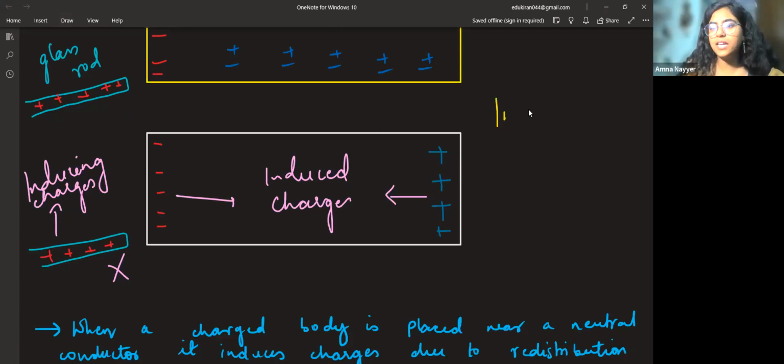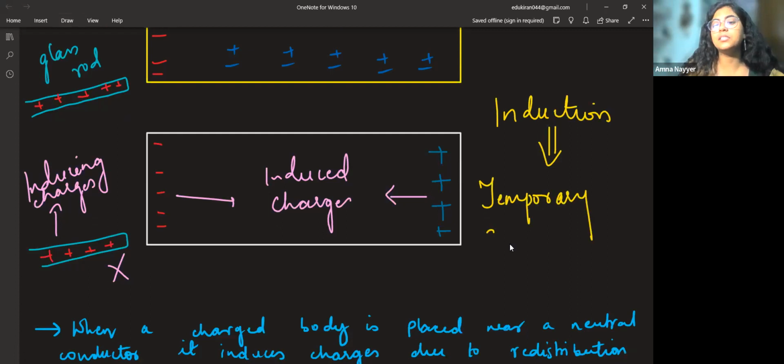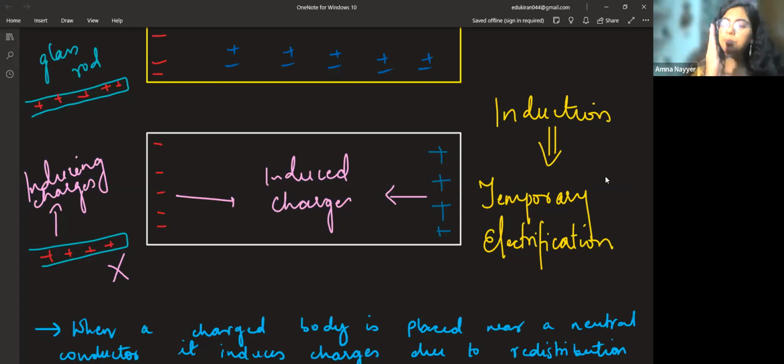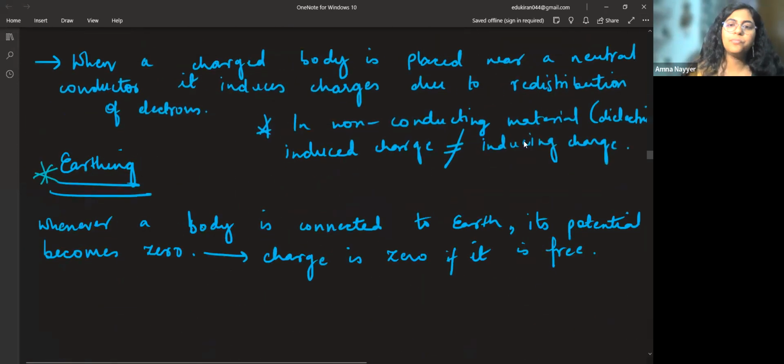So whenever we say charging by induction, you have one more term in your books. This is known as temporary electrification, because temporarily we have separated the charges. Now, one more term you have, but that we'll be studying in detail in chapter 2. When a charged body is placed near a neutral conductor, it induces charges due to redistribution of electrons. This is the definition of charging by induction.